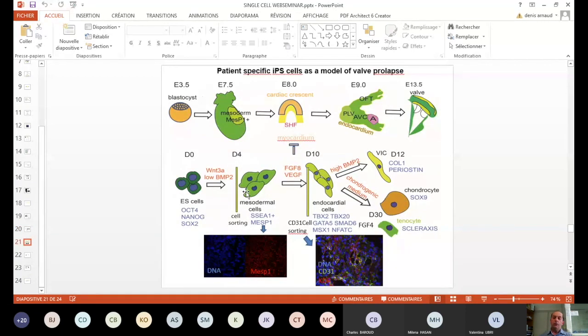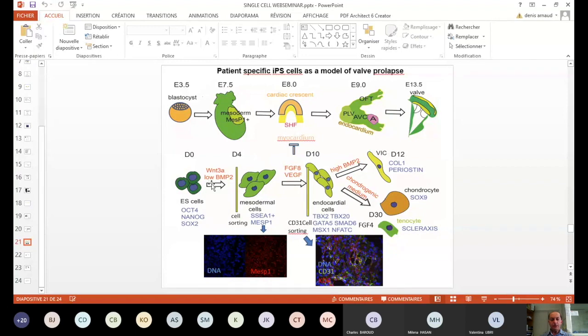And we set up a protocol of differentiation of these iPS cells into valvular cells, which is in fact the protocol that you see here. And you see again the process of valve formation during embryogenesis from the mesoderm, cardiac crescent, then the AV canal, and then the formation of the valve with the leaflets.